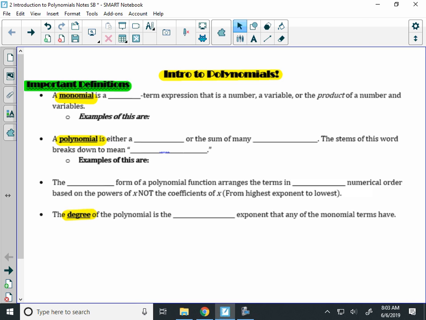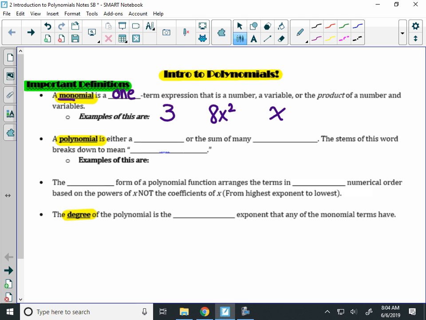A monomial is a one-term expression. That's what the stems mean. Mono means one, nomial means term. So one-term expression, that's a number, a variable, or a product of number and variables. So for example, examples of monomials would be like 3, 8x squared, or just simply x. Each of those on their own is a monomial.